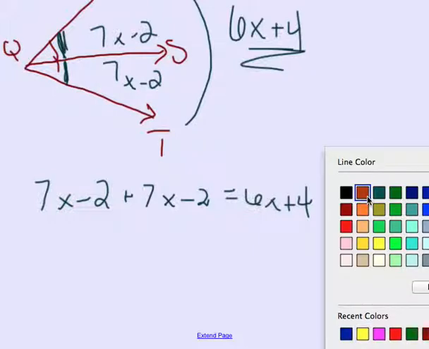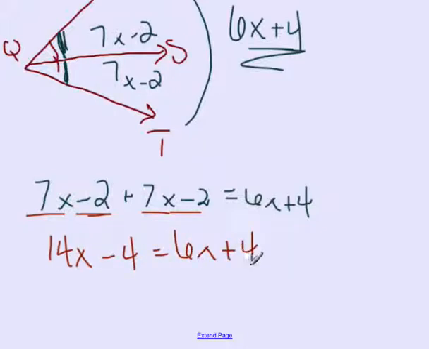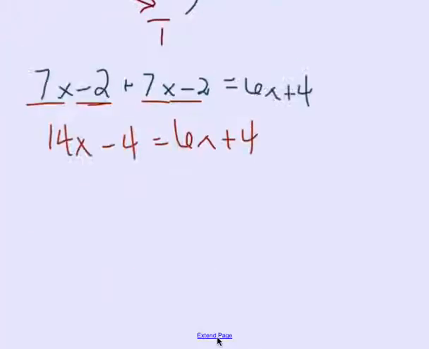The first thing I want to do is combine my x's. So 7x plus 7x is 14x. Negative 2 minus 2 is minus 4. And then that's equal to 6x plus 4. So now we need to solve this for x. I'm going to take my smaller amount of x's, which is right here, and bring them over to the other side because I want my x's on the same side. Well, this is a positive 6x, so I'm going to subtract 6x. 14x minus 6x is going to give us 8x, minus 4 is equal to 4.